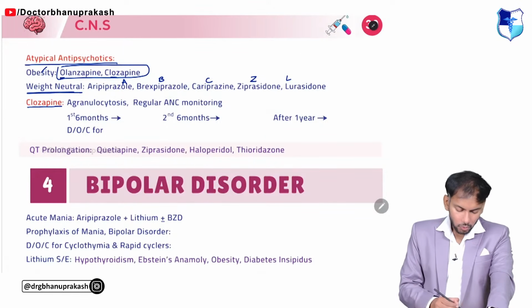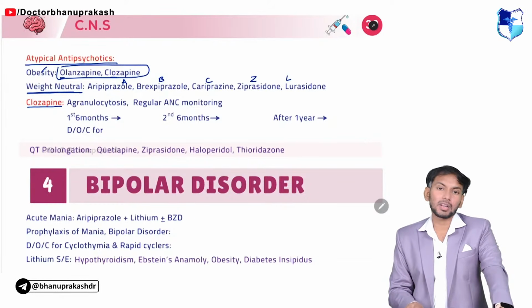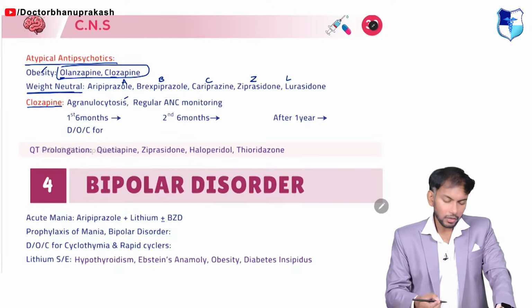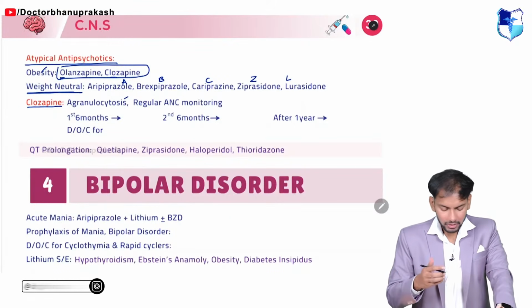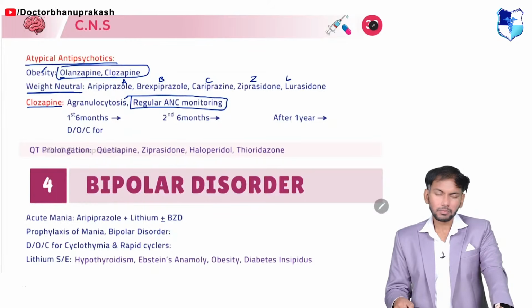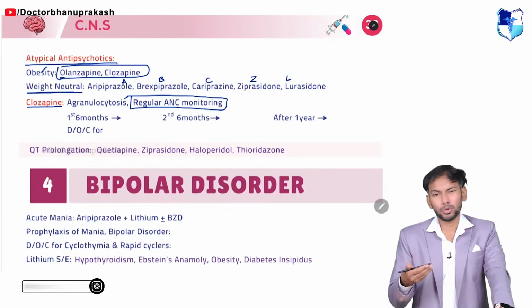Now, clozapine, this is what is important. It will cause agranulocytosis. That is the reason I told you one drug is contraindicated with clozapine. What is it? It is carbamazepine. If there is agranulocytosis, that means absolute neutrophil count is less than 500. For these persons, you need to do regular ANC monitoring. ANC means absolute neutrophil count.